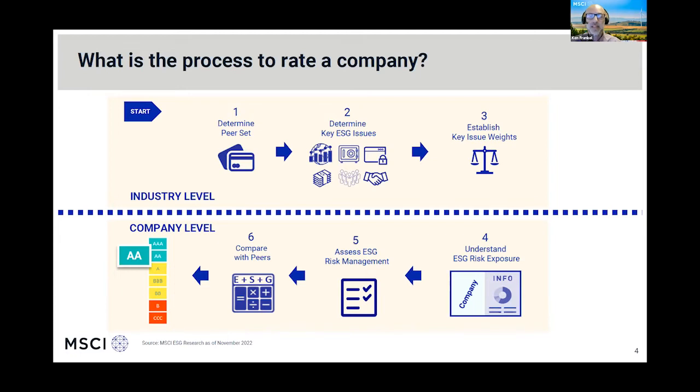The third step is to evaluate the relative importance of each key issue. We do this by evaluating the time horizon for ESG risks to materialize into financial impacts for each company. After that, we move on to the company-specific analysis, which starts at the bottom right of this slide. The first step is to measure a company's ESG risk exposures to its relevant key issues. To evaluate a company's risk exposure, we consider both business activities and geography of operations. Those can vary greatly for companies within the same industry.